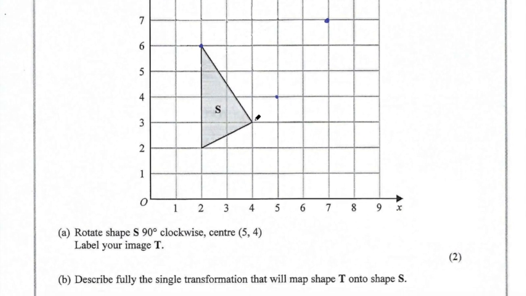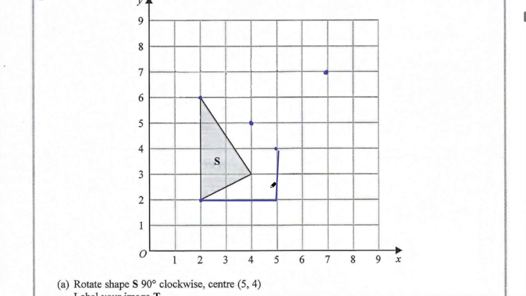So I've got one point here. If I look at this point, then I can draw another little L, and that needs to go 90 degrees clockwise, and it's going to end up here. So I've rotated 2 points, and then the last one I can do the same thing, and that L shape is going to end up here. Okay, so rub all of that out and now join those vertices up with straight lines, and we've got our new rotated shape, which we need to label T.